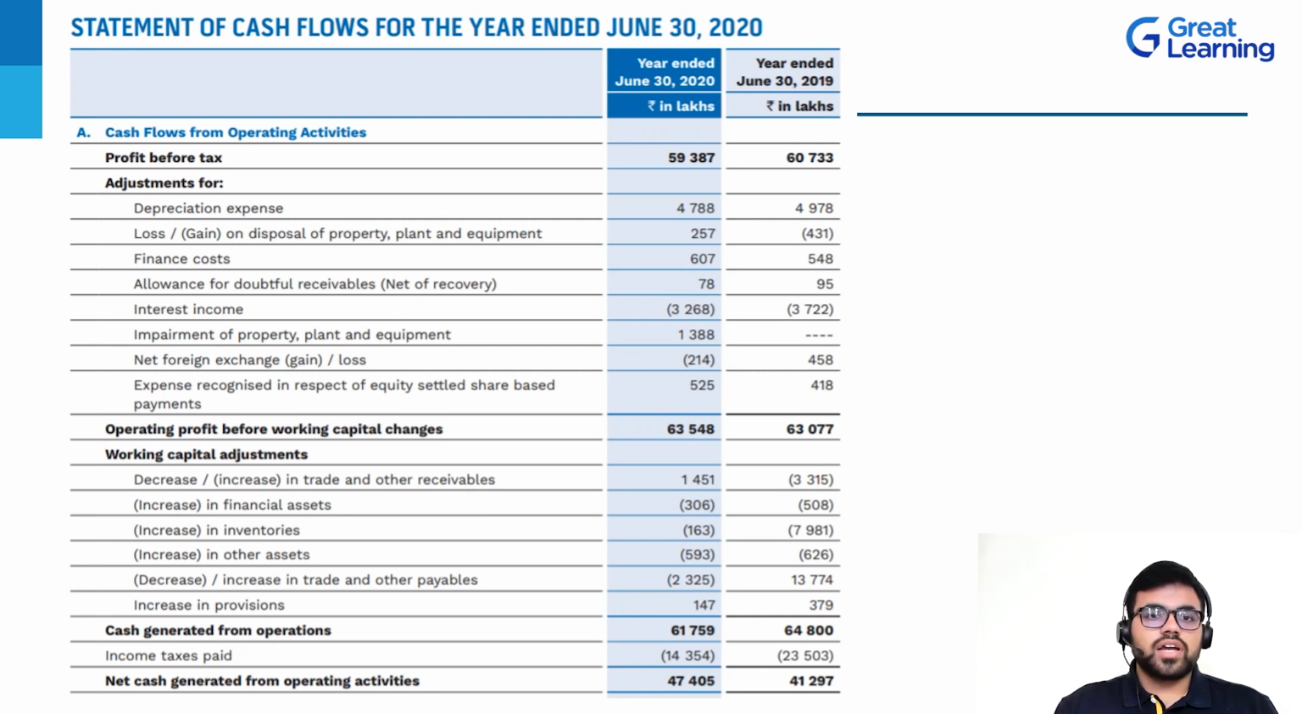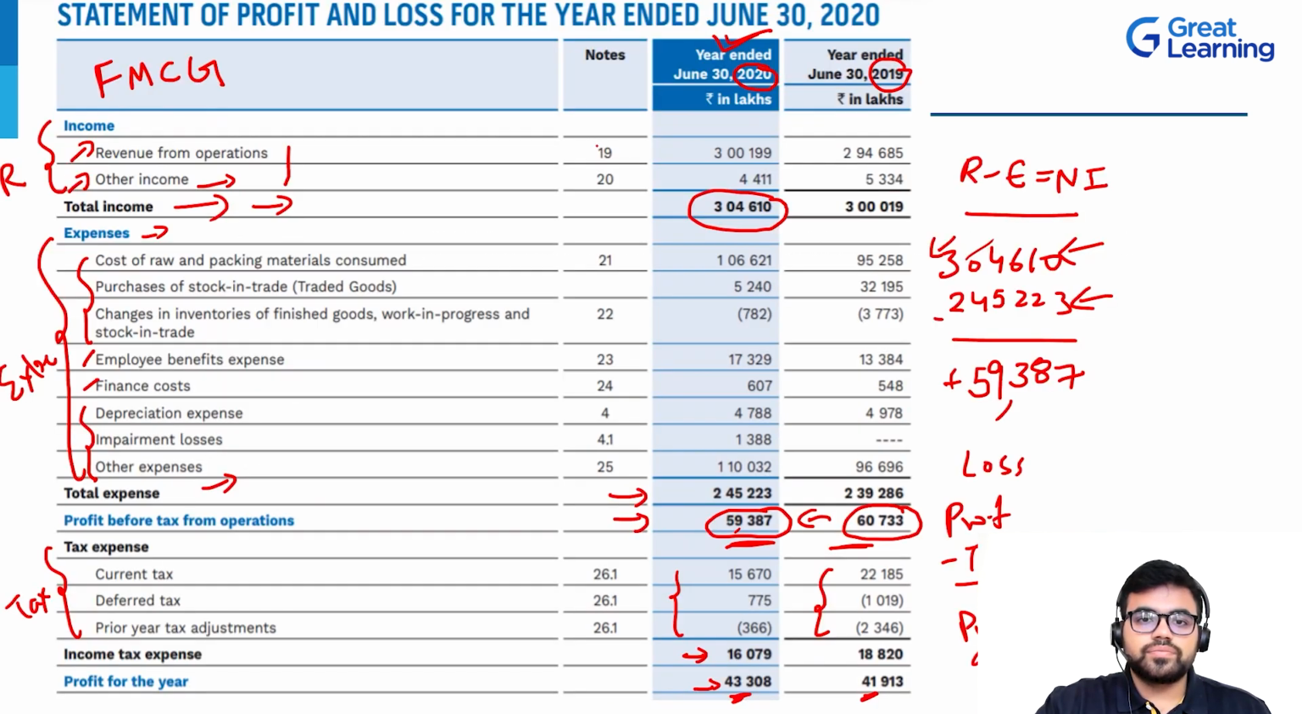So here we have a cash flow statement of the same FMCG company. As mentioned before, it has primarily three types of cash flows. First is the A part, that is cash flow from operating activities. Now we have seen it in the income statement, that profit before tax. So it is the same value. Let's check.